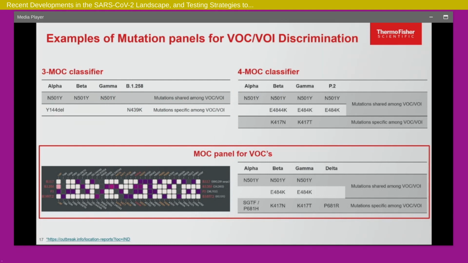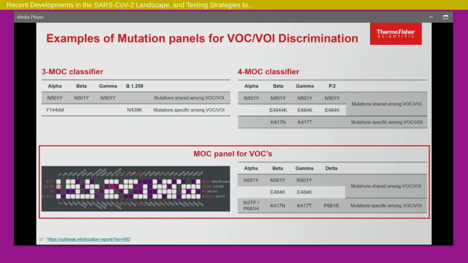You have the alpha, beta, gamma, delta, and this actually shows all the mutations in there. And I said, okay, I just want to have a panel for my variants of concern, and I can easily pick and choose them. And based on that classifier, I can tell you now with this specific pattern which of the variants it is, rather than doing the entire sequencing.